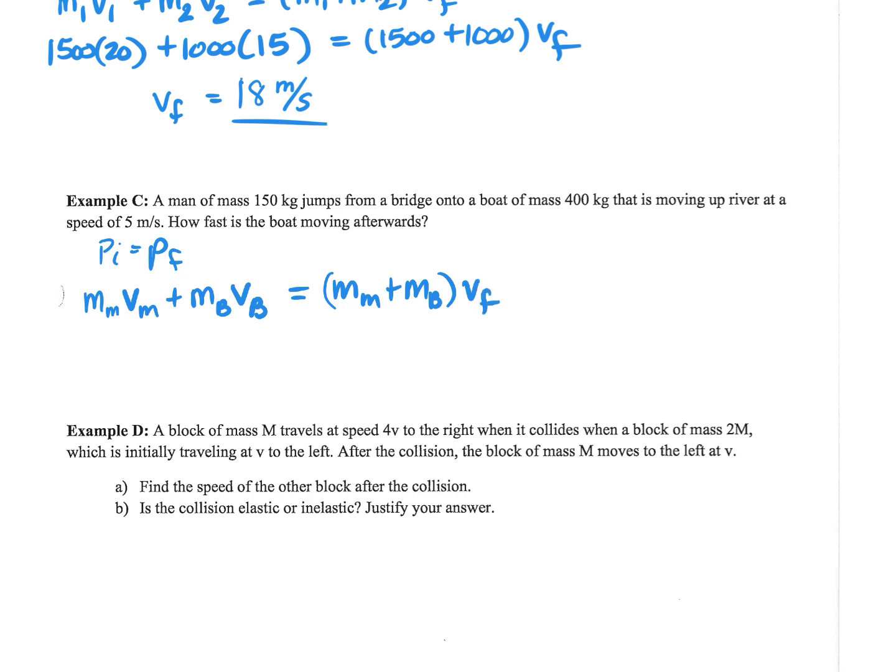All right, was the man moving initially? Initially, he was standing on the bridge, wasn't he? Yes? So if he's standing on the bridge, what is his velocity? 0. So that's 0. Mass of the boat is 400. Velocity of the boat is 5. 150 plus 400 times V final. So find V final.